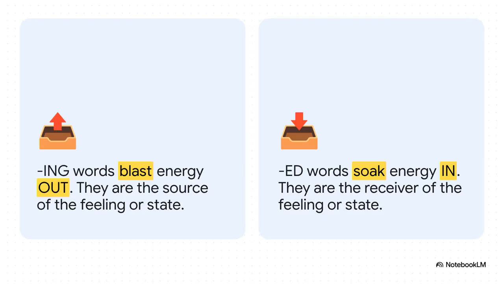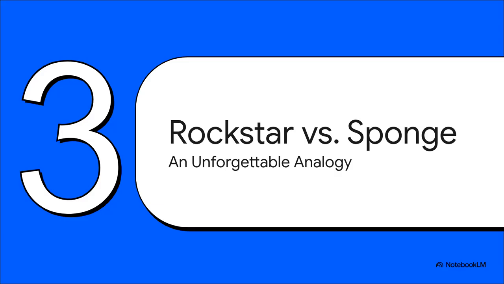Okay, so this slide basically boils it all down. Think of words that end in ing as things that are blasting energy out. They're the source, they're the cause. On the other hand, words ending in ed are the ones that soak that energy in. They're the receiver, they are the result. One is projecting, the other is absorbing. And to make this idea really stick in your brain, we're going to use two little analogies that I guarantee you will not forget. The rock star and the sponge. This is going to make the whole energy flow thing crystal clear.